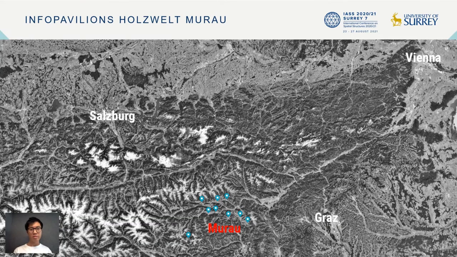Just to situate ourselves, these stands are located in Murau, which is in the alpine region of Austria. It lies in between Graz and Salzburg, which is approximately 3 hours by drive from Vienna.